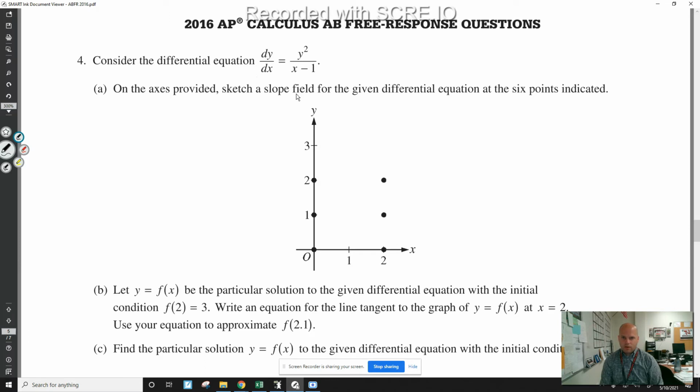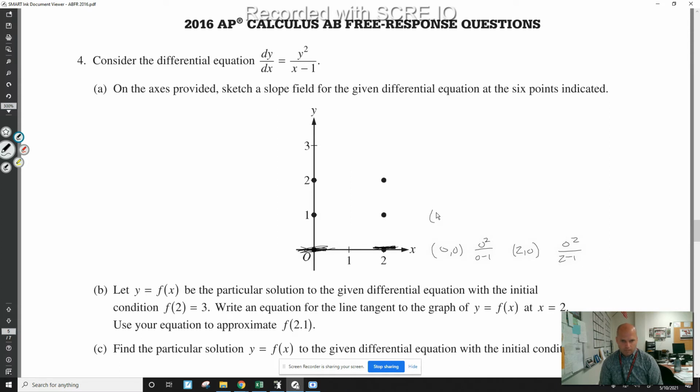All right, now they give you a differential equation. They expect you to fill out a slope field. You only got 6 points. Okay, now how do we do this? We plug in the points into the differential equation. So let's start down here, 0, 0. I'd have 0 squared over 0 minus 1, that's 0. So boom, slope of 0. 2, 0. 0 squared over 2 minus 1, which is 1. But that's 0 because of 0 in the numerator.